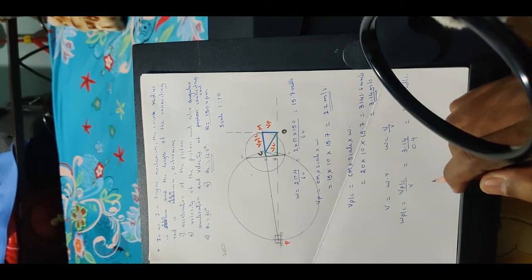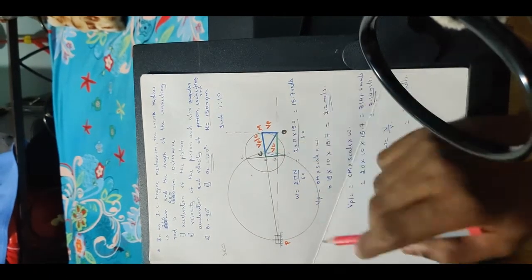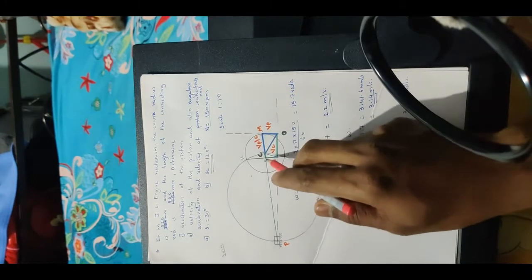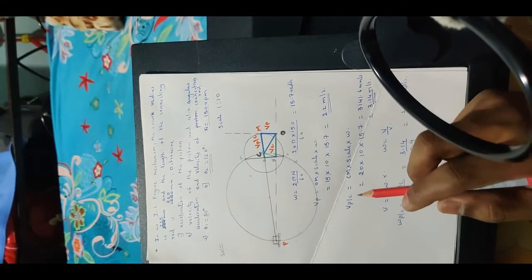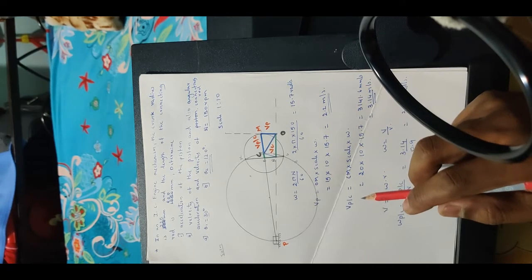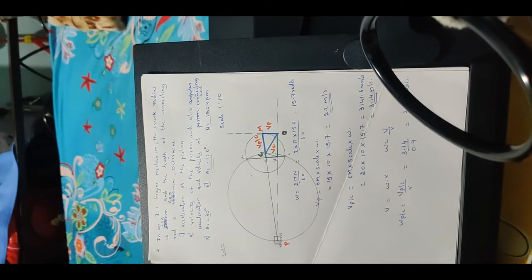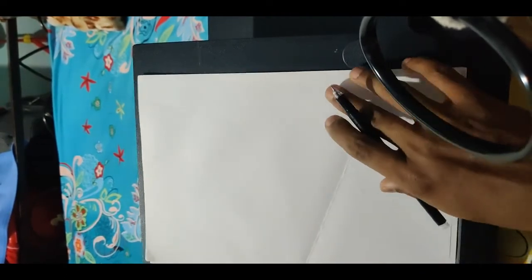The only difference is that initially we had taken this as a 30-degree angle. Now we will be taking it as a 120-degree angle. The crank radius remains the same, and the connecting rod length also remains the same. So we will be solving the second case.